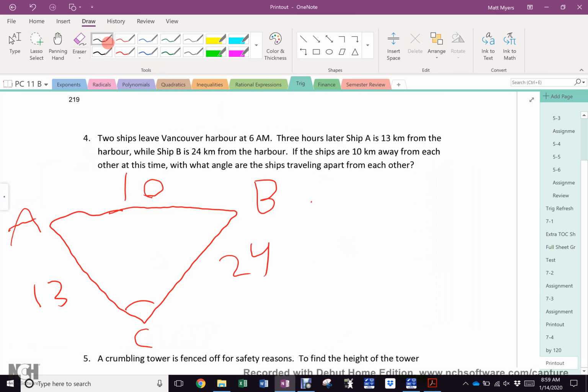All right. So, cos C would equal what? 10 squared minus 24 squared minus 13 squared. Does order matter? No, because 5 minus 2 minus 3 is the same as 5 minus 3 minus 2. Over negative 2 times what? 24 and 13, right?